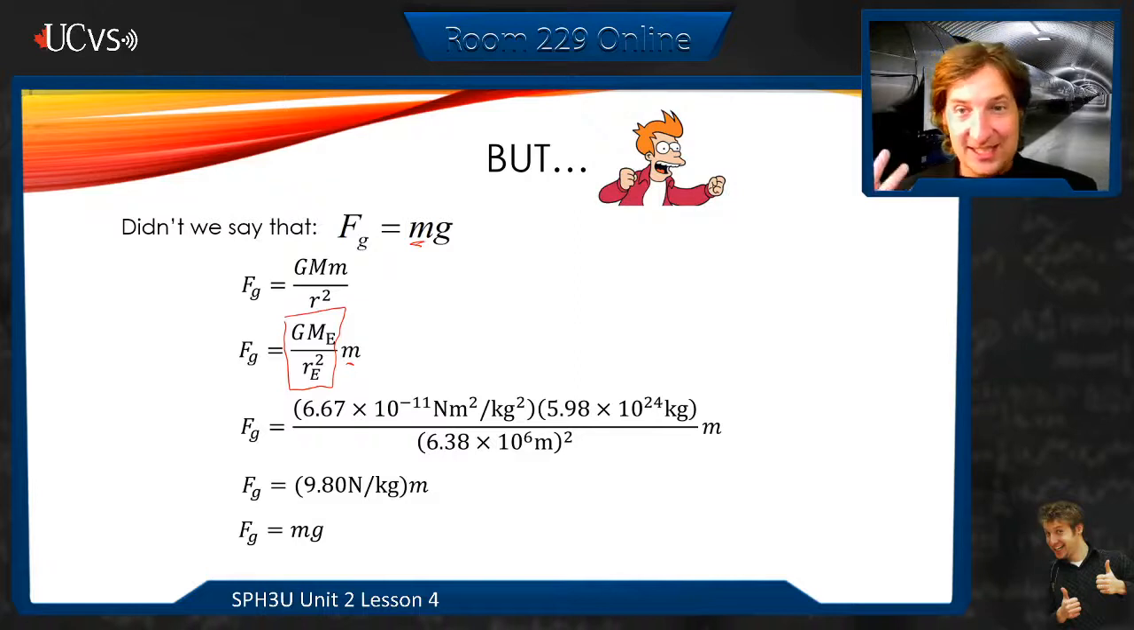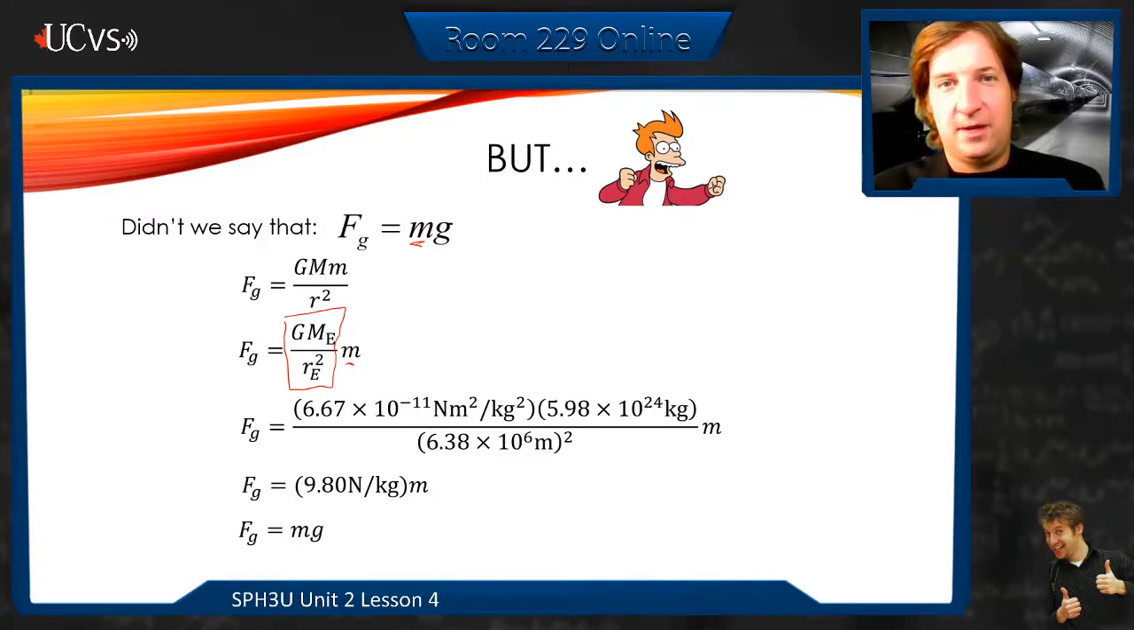So it's the same thing. F equals mg is a special case of our universal gravity formula. All right? So we can try some examples here.